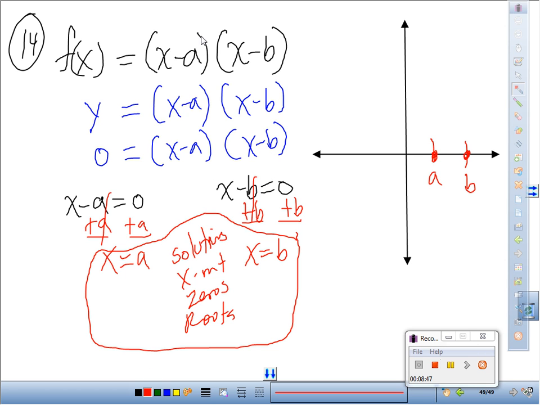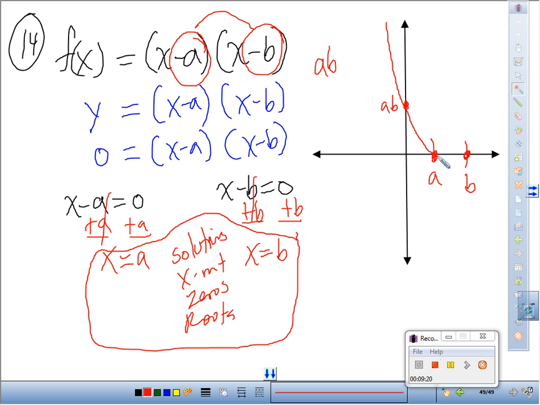To get our y-intercept, we need to multiply negative A times negative B. What does that give us? AB. So what is that? It's a positive number, isn't it? So where's that found? Is it up here or is it down here? Up here. So does it matter where we place it? No, as long as it's on this side. So therefore, AB is right there.